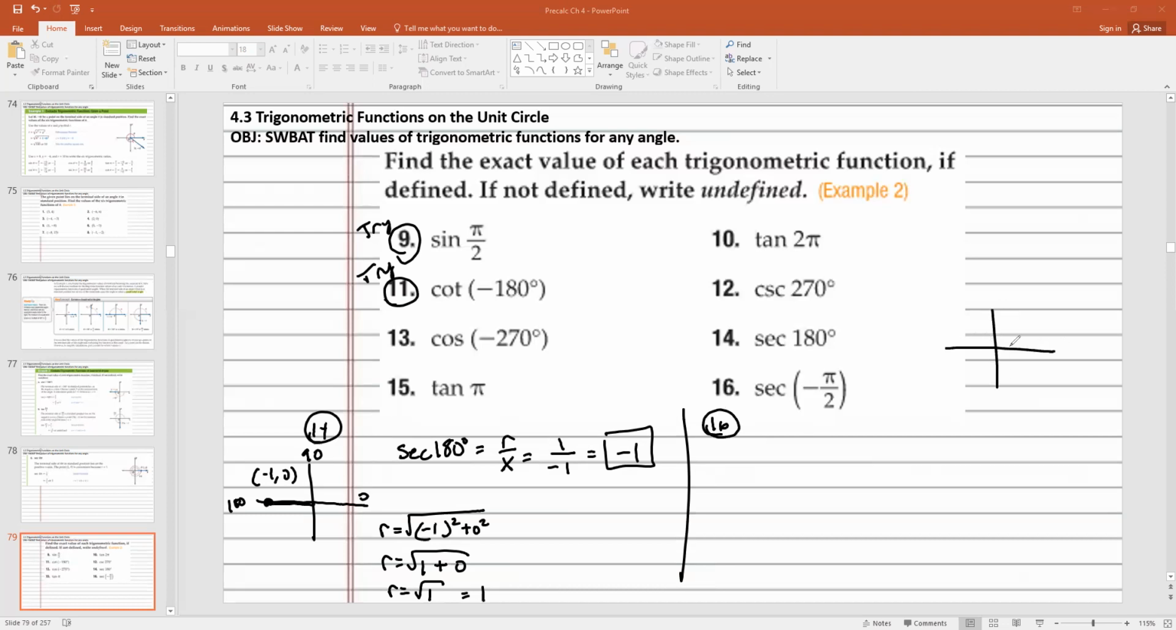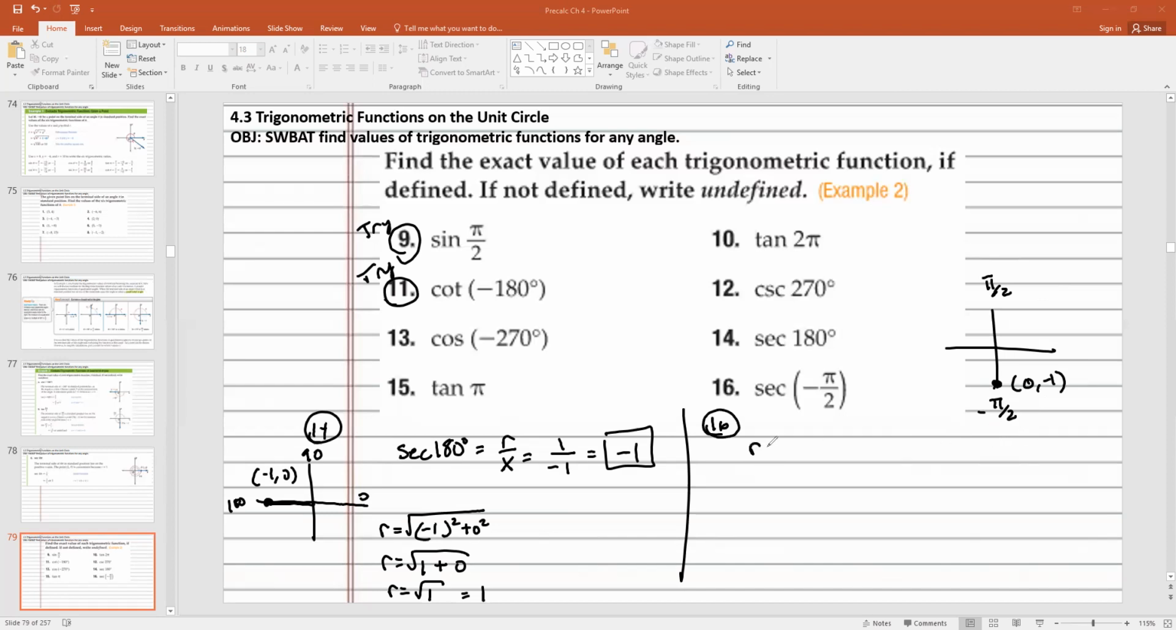And 16. So negative pi over 2. So negative, remember, we're not going to be going counterclockwise, we're going to go clockwise. So pi over 2 is up here, but if we go the other way, the negative pi over 2 is going to be down here. So this is going to be 0, comma, negative 1.